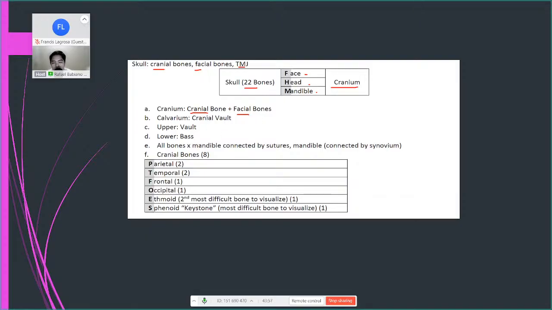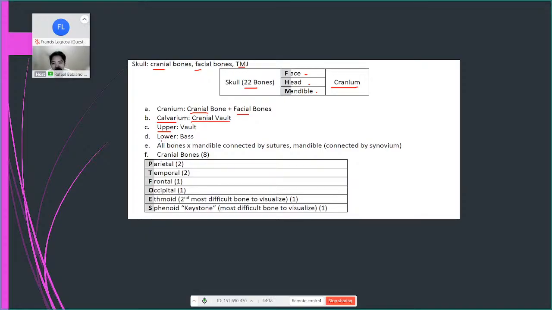So we'll talk about the cranial bones first. By the way, the cranial vault is also called the calvarium. Take note of that during quizzes or exams, because they might ask what the parts of the calvarium are. It's the same as the cranial vault. So the vault is the upper portion of your skull.